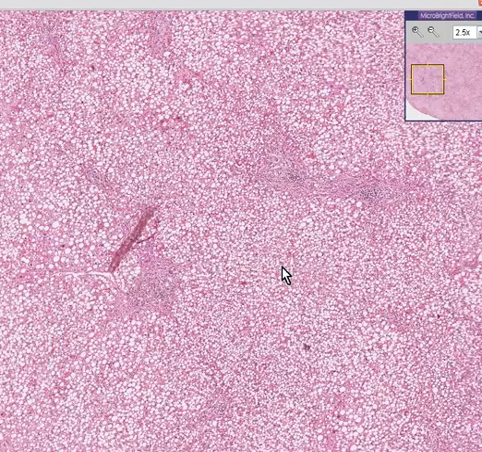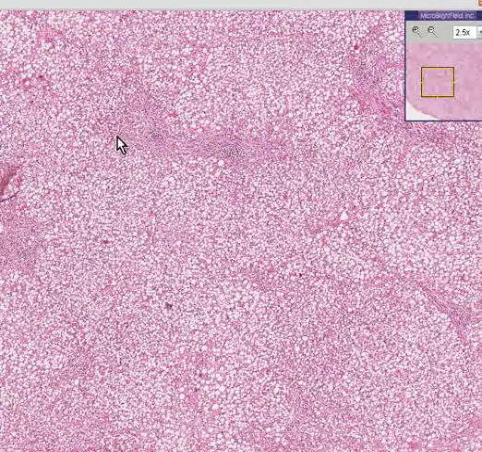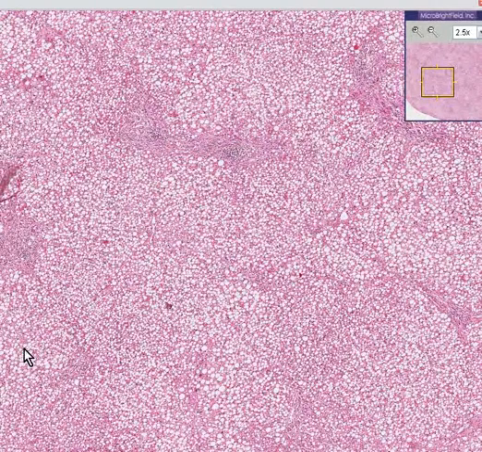This is perhaps a very, very early cirrhosis or portal fibrosis, but I'd have a hard time calling it cirrhosis myself.